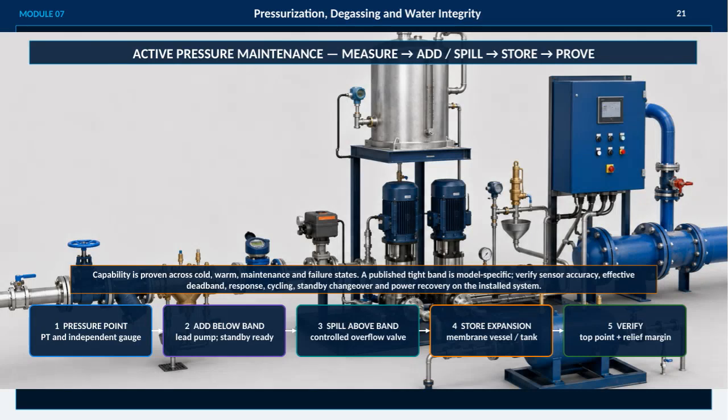In this section, we're focusing on active pressure maintenance, which is a critical process in maintaining system stability. The first step is to measure pressure accurately using a pressure transmitter and an independent gauge. Next, when the pressure drops below a certain band, a lead pump kicks in, with a standby pump ready to take over if needed. If the pressure rises above that band, a controlled overflow valve allows for a safe spill. Expansion is then managed by storing excess volume in a membrane vessel or tank. Finally, verification is done at the top pressure point, ensuring there's a relief margin for safety.